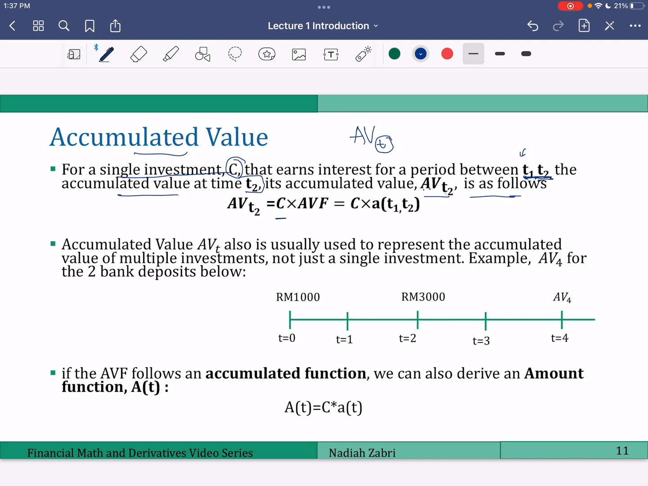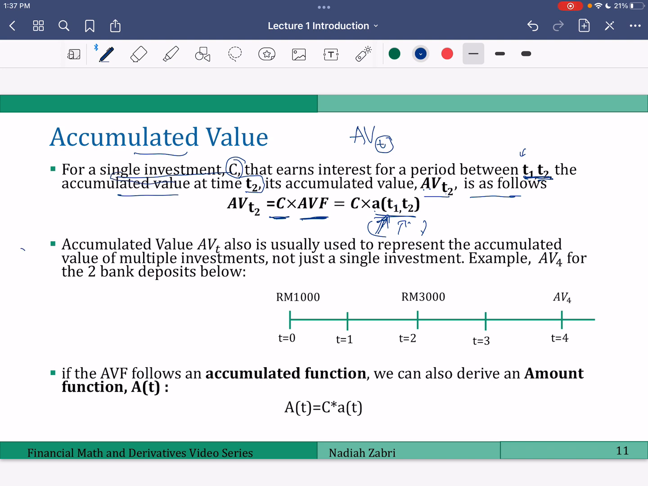It's going to be our beginning principal amount, C, times our accumulation value factor. The accumulation value factor has to be a suitable factor: it has to be the accumulation value factor from the beginning time to the ending time. Okay, so C times the accumulation value factor, you will get the accumulated value, and that is for a single investment.